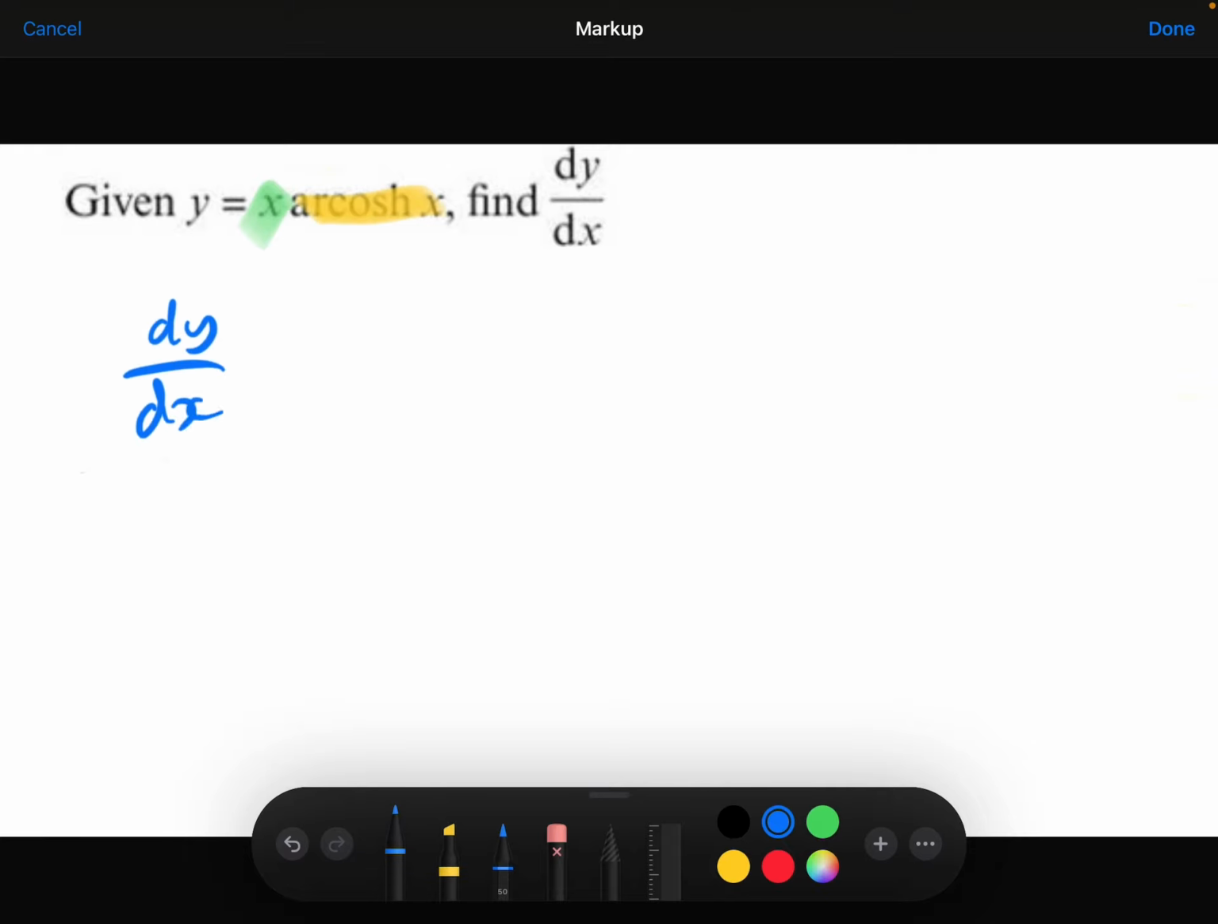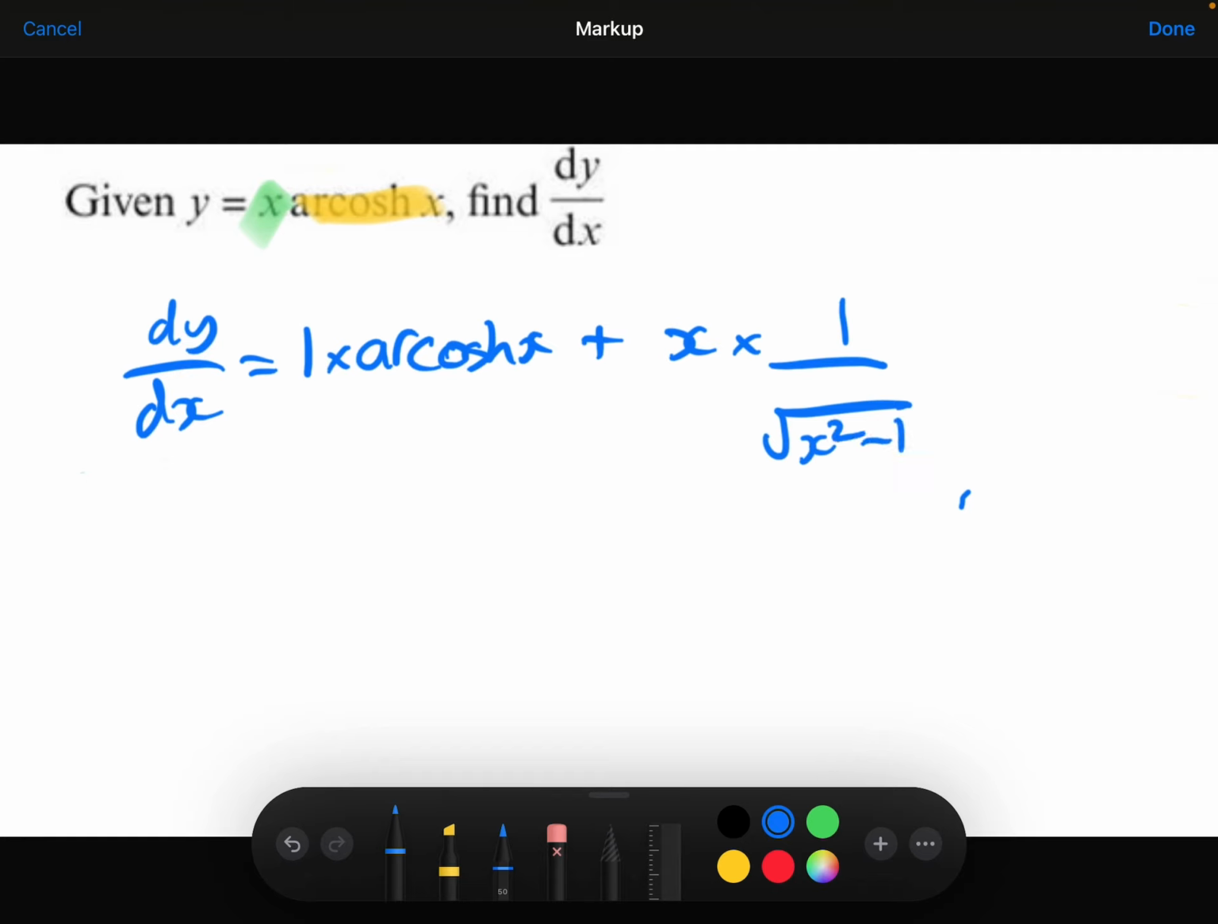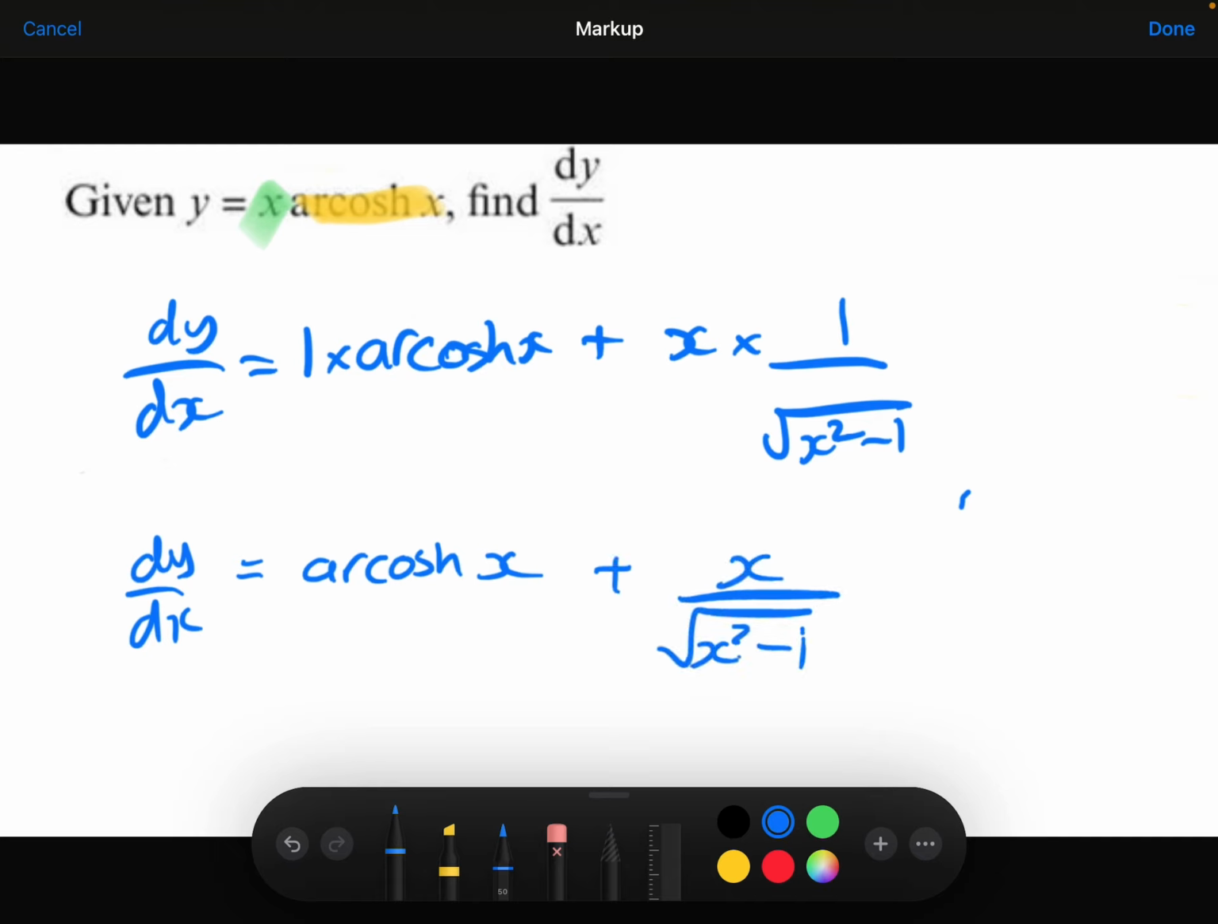So let's differentiate the x first, and we'll get 1 times arcosh x. Now we will have x times the derivative of arcosh x. The derivative of arcosh x, and you can just state this from the formula booklet unless it asks you to prove it, is 1 over the square root of x squared minus 1. So just simplifying that then, we'll get arcosh x plus x over the square root of x squared minus 1.